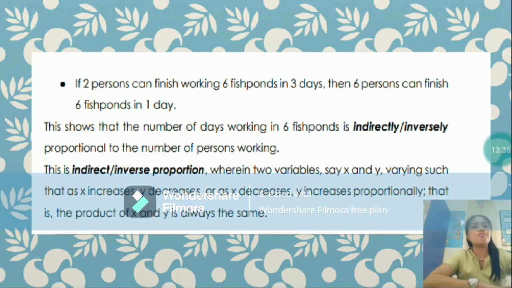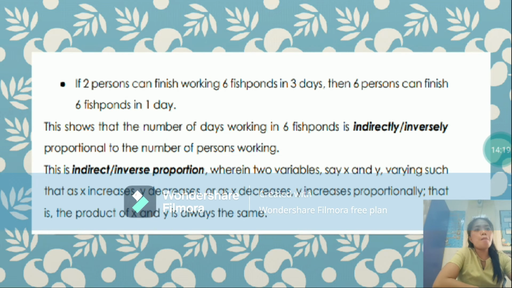Okay, so let's have first an example, a scenario that will tell us the kind of proportion. Now, if 2 persons can finish working 6 fish ponds in 3 days, then 6 persons can finish 6 fish ponds in 1 day. Now, what have you noticed with this situation?